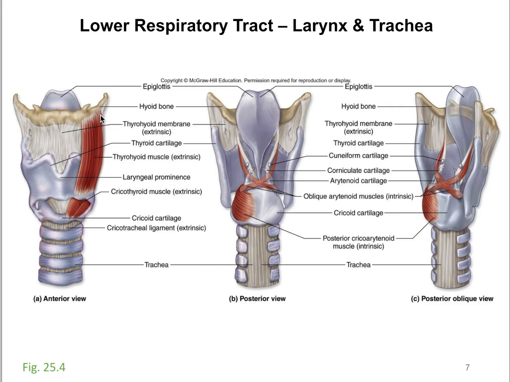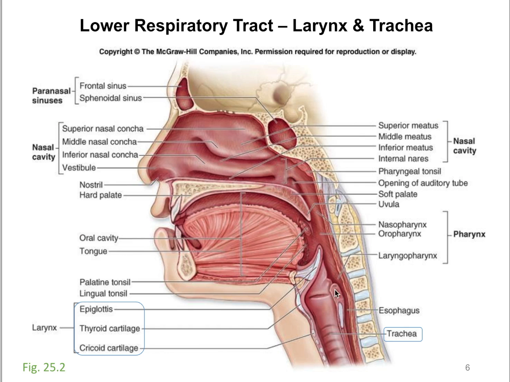So the hyoid bone here. And this is a membrane here that's going to connect the hyoid bone to this big, huge cartilage here, which is called the thyroid cartilage. And this point of the thyroid cartilage is called the laryngeal prominence. So the laryngeal prominence is basically where your Adam's apple sticks out.